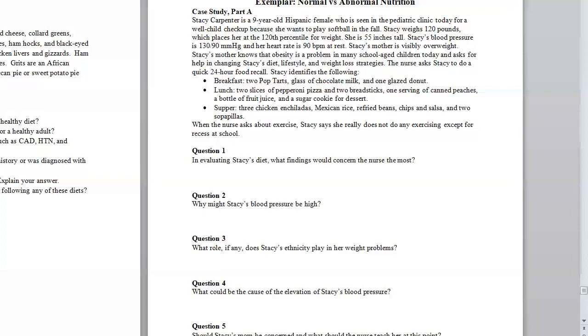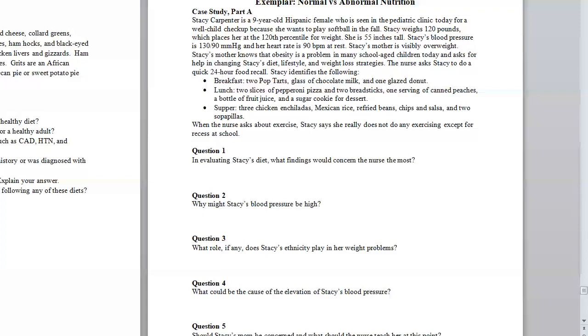So number 2, why might Stacy's blood pressure be high? Well, obviously a lot of reasons. She's first of all extremely overweight, she doesn't exercise, and she has increased sodium intake, and of course her ethnic background makes her more vulnerable to hypertension, being that she's Hispanic. So what role, if any, does Stacy's ethnicity play in her weight problems?